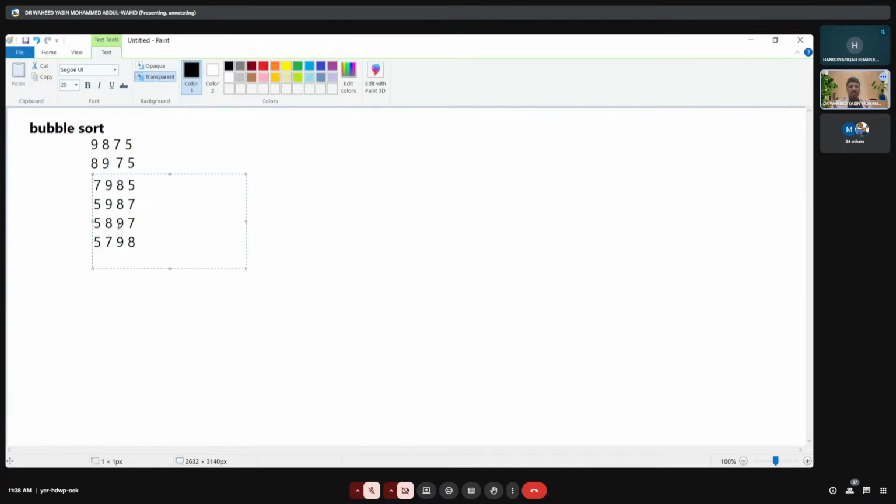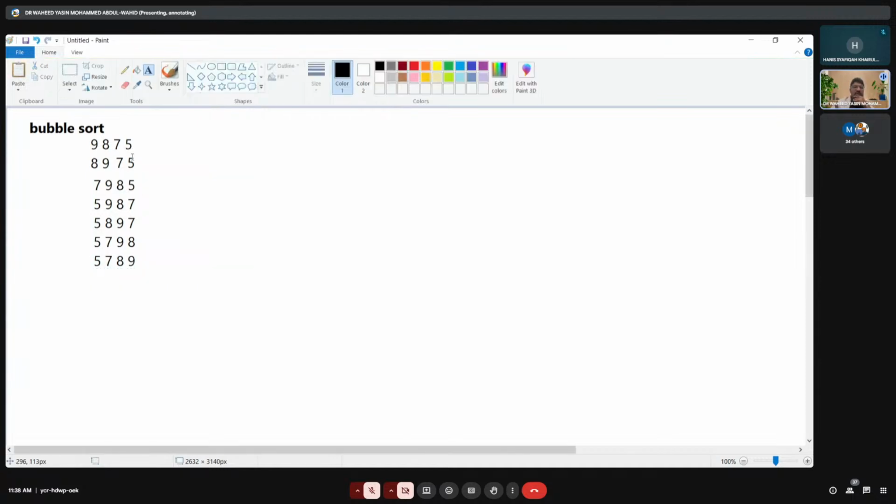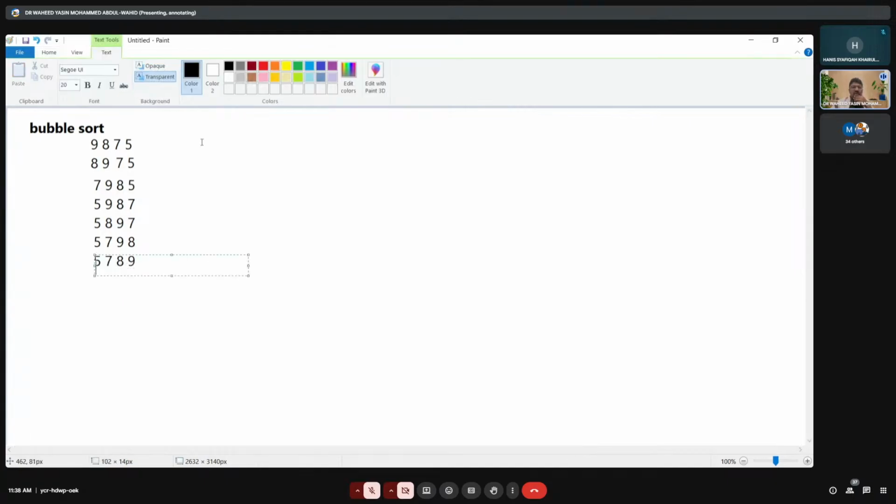Then we compare 7 with 5 and swap, so we have 5, 7, 8, 9. How many swaps did we do for these four items? 1, 2, 3, 4, 5, 6. Six swaps to find the sorted array.